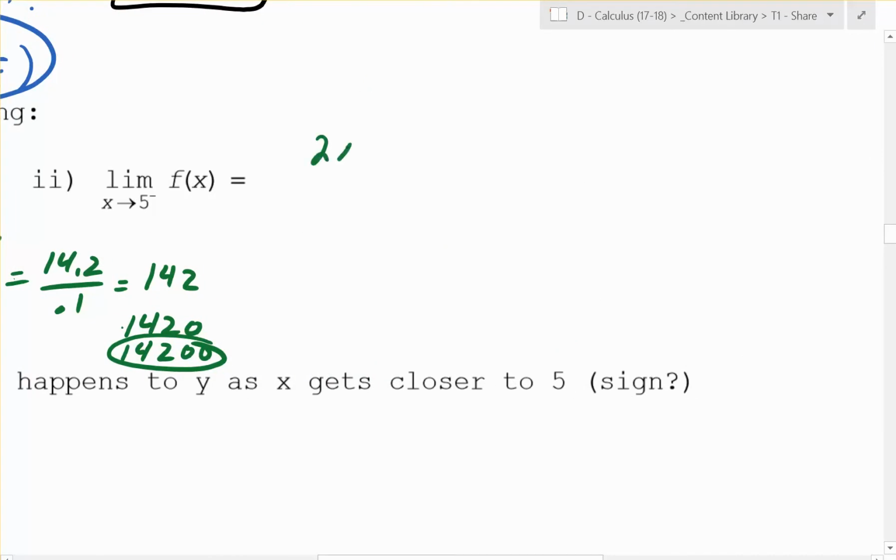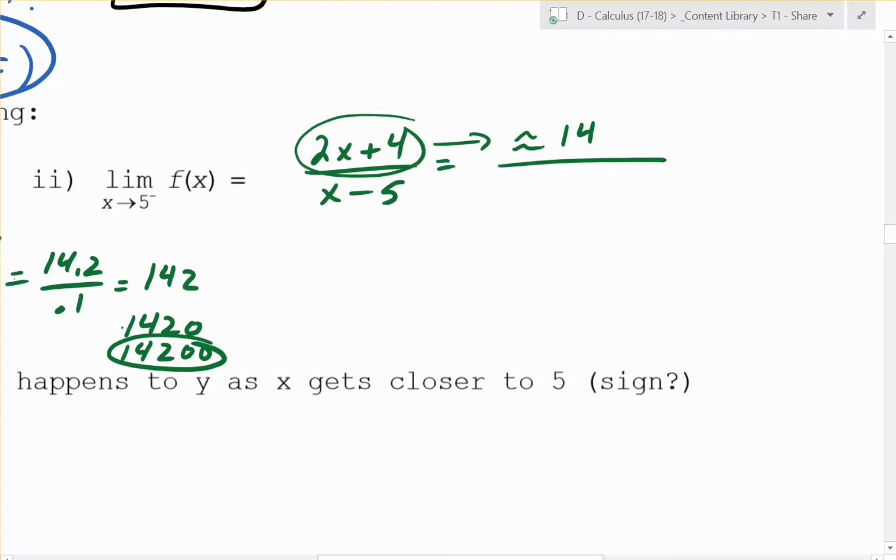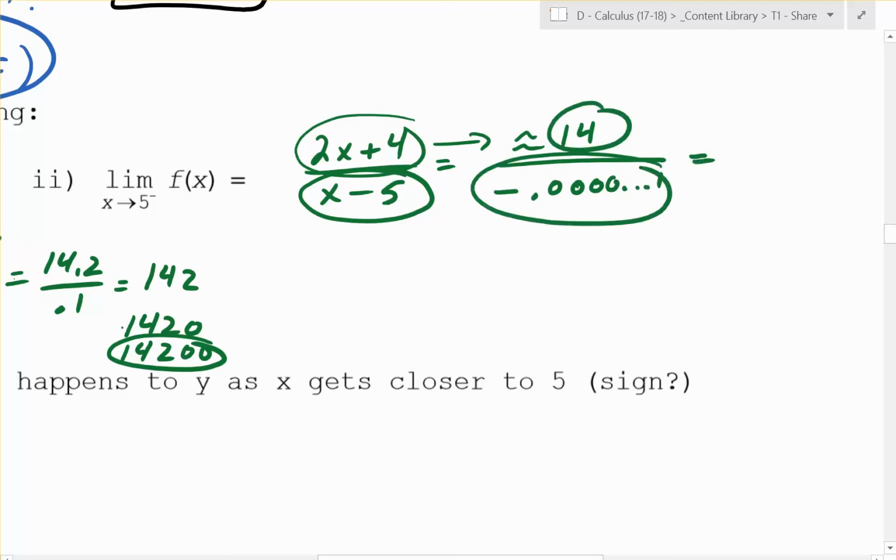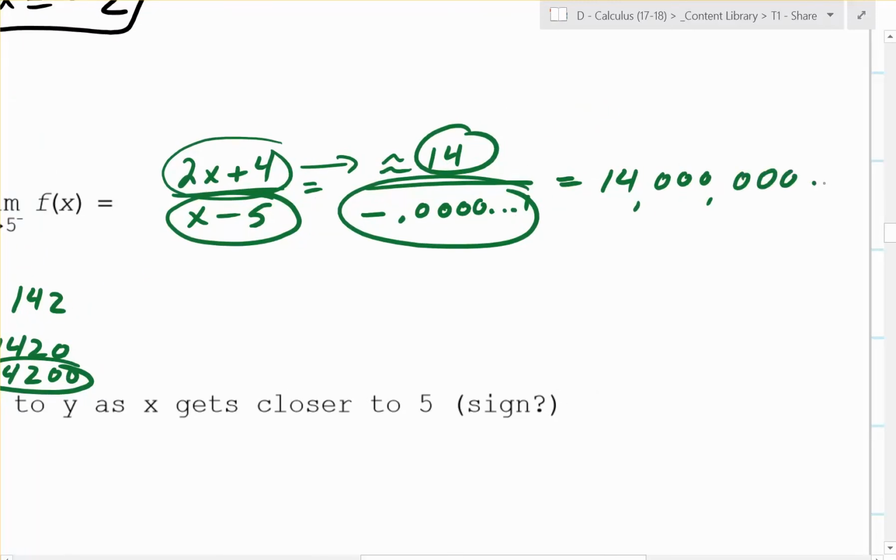Remember, we're looking at (2x + 4)/(x - 5). What happens to the output as you approach 5 from the left, meaning something like 4.9999999? Well, you're still going to end up with something on top really close to 14. But if you plug in 4.999999, something small, you're going to get negative 0.0000 as far as you want 1. Well, that 14, when you divide it here, is going to be 14 over lots of zeros, right? But it'll be negative. So in this case, it's negative infinity.